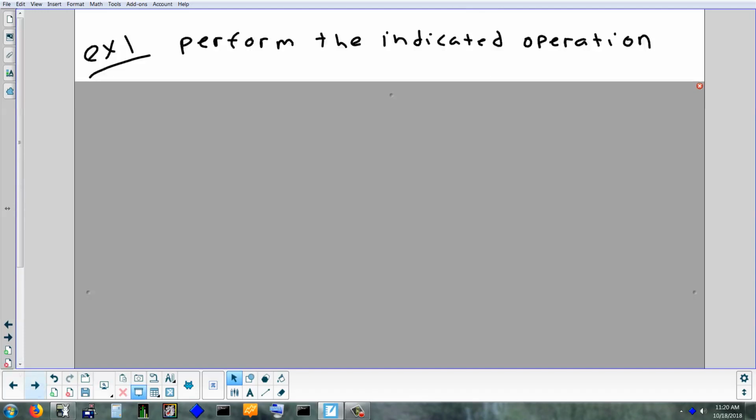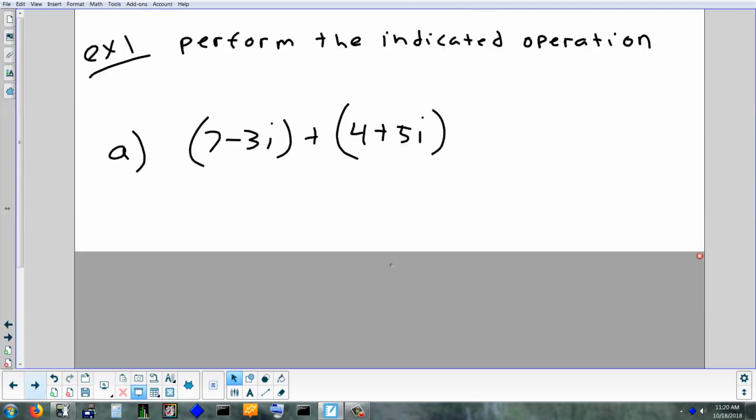Okay, let's look at one example of add, subtract, multiply, and divide. Add and subtract are very easy. Those are very quick. Multiply and divide, not as quick. Not super hard, but not as fast. So we want to think of combining like terms. The first parenthesis has a real part of 7. The second parenthesis has a real part of 4. The operation they want me to do? Addition. So you can combine real with real, imaginary with imaginary.